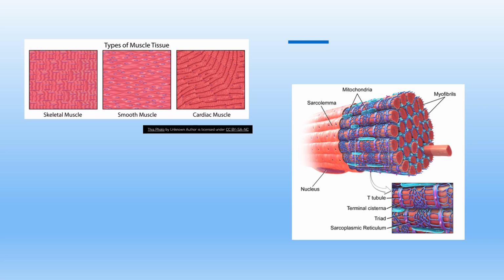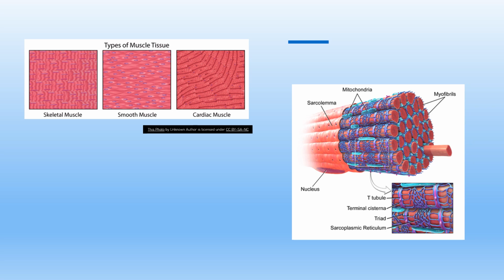If you see here in the diagram to the right, we have the sarcolemma. Then at the bottom, the nucleus. Inside of that, we have the mitochondria, and then we have the myofibrils. Then we have the T-tubules, the terminal cisternae, triad, and then the sarcoplasmic reticulum.